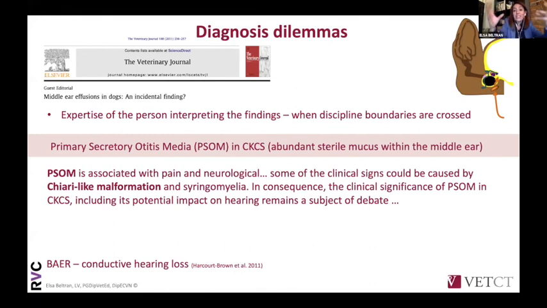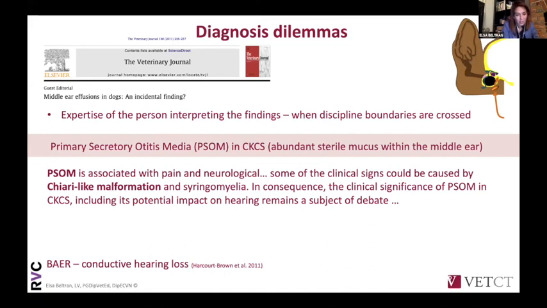And then how significant are those changes in the middle ear, and can they have an impact on the clinical signs? And this is still a big debate. And then obviously this is not vestibular science, but we can imagine that if you have a lot of mucus in the middle ear, that may affect the hearing.